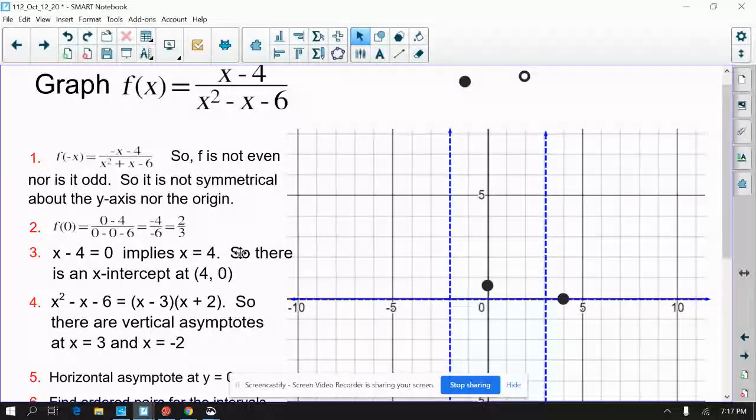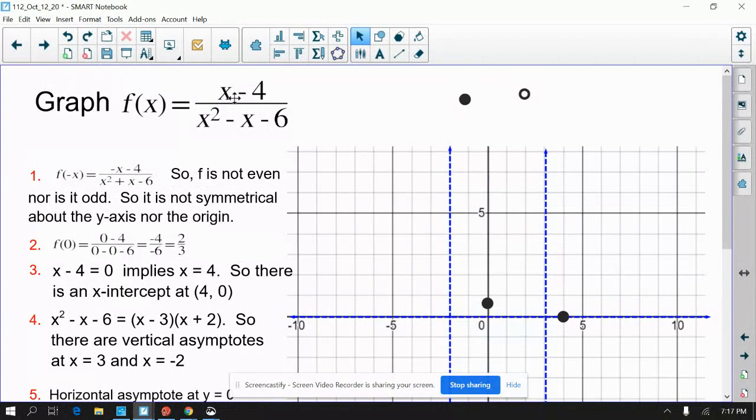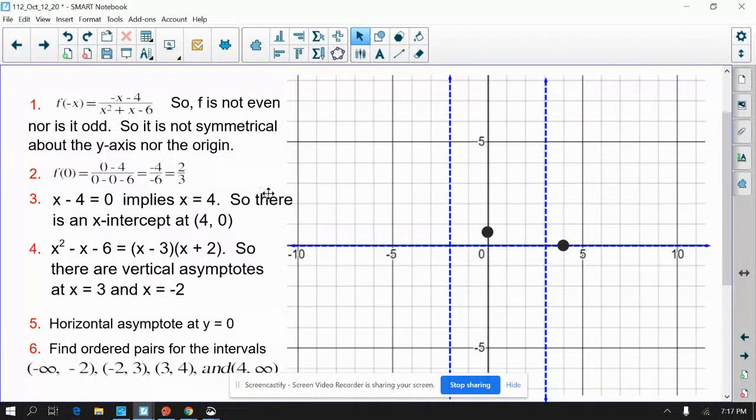Step 5, find any horizontal asymptotes. Well, the degree in the bottom is bigger than the degree in the top. So that means y equals 0 is a horizontal asymptote.